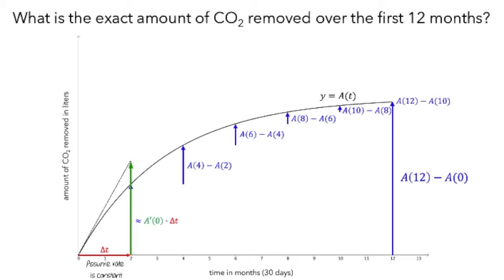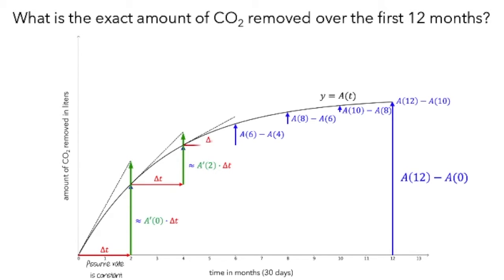This product gives us an overestimate of the actual CO2 removed over this interval of time because the actual rate of CO2 removal decreases as time elapses. Similarly, we can approximate the amount of CO2 removed during the second 2 month interval by computing A prime of 2 times delta t.